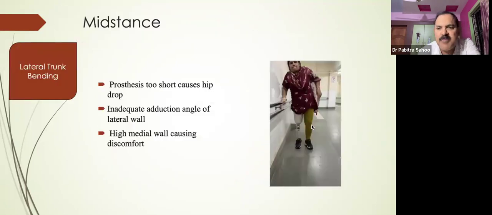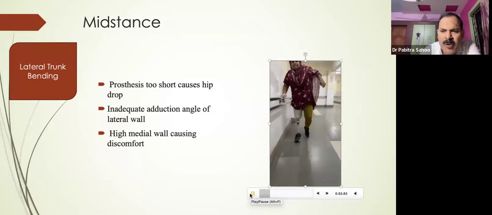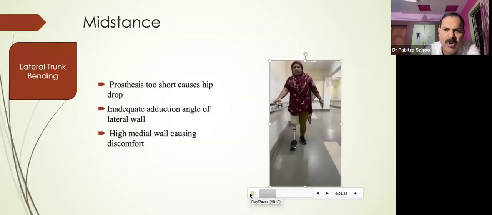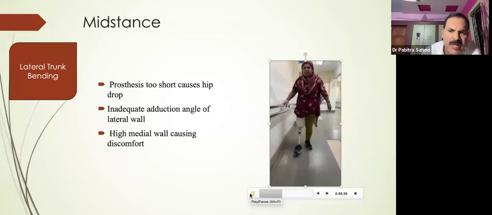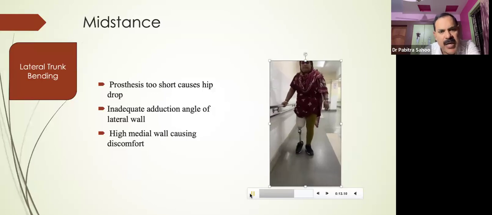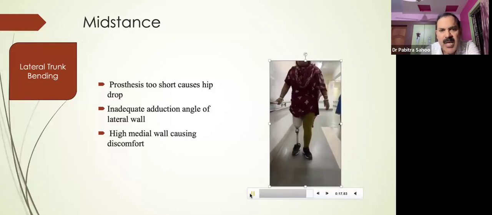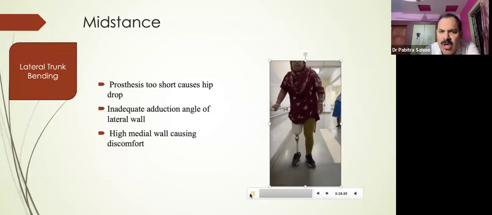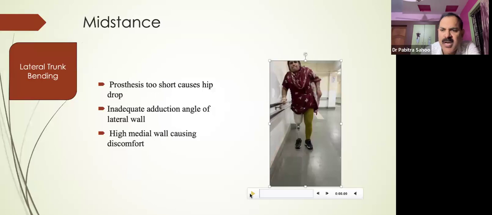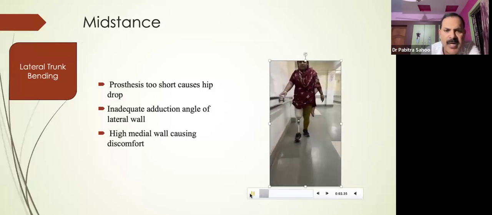Then coming to the mid stance phase, a very common problem we see in mid stance phase is lateral trunk bending. Lateral trunk bend is common in AK prostheses. All AK prosthesis users walk with a little bit of lateral trunk bending. But if there is excessive lateral trunk bending, then there might be some problem in the prosthetic fitting. Either the prosthesis is too short, causing the hip to drop to the same side. When the prosthesis is short, the patient will limp to that side with a lateral bending of the trunk.